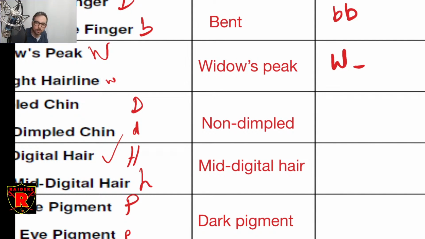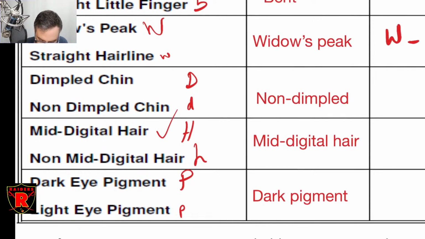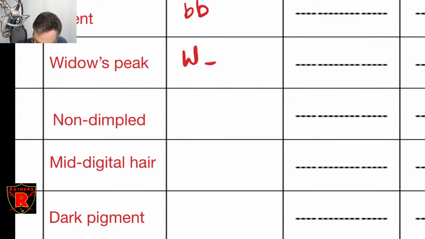Okay. Well, anyway, if you're not sure, take a selfie. I don't have a chin dimple. So I would be recessive here. I have a non-dimpled chin, so little d, little d. Again, your results may vary.